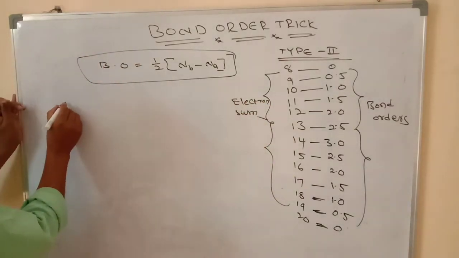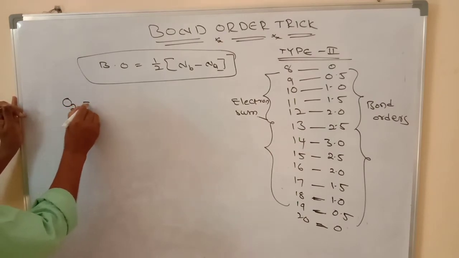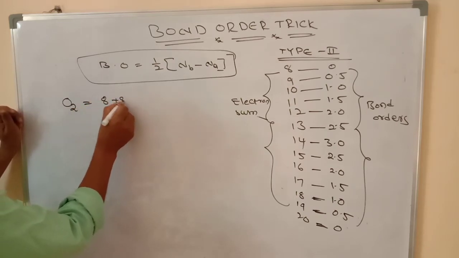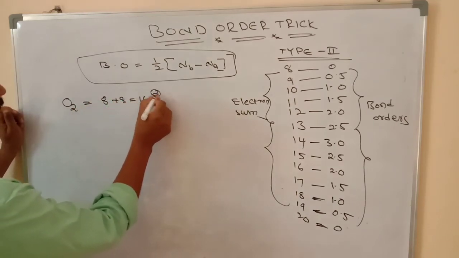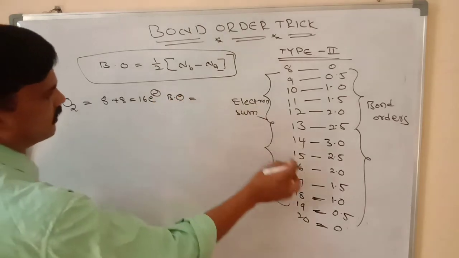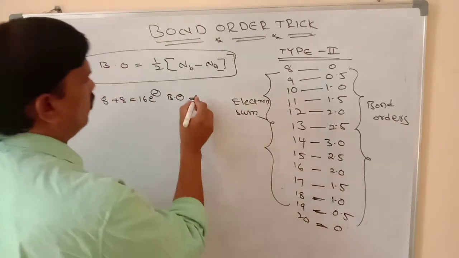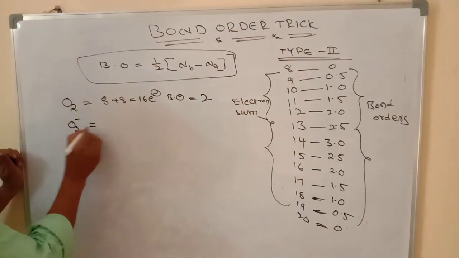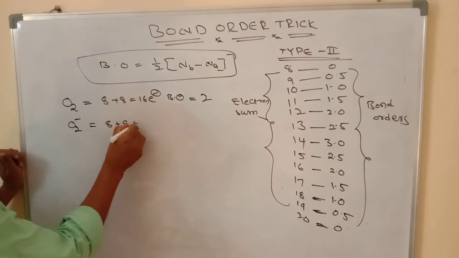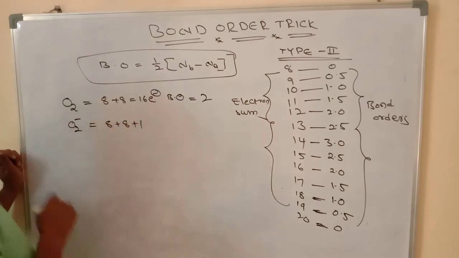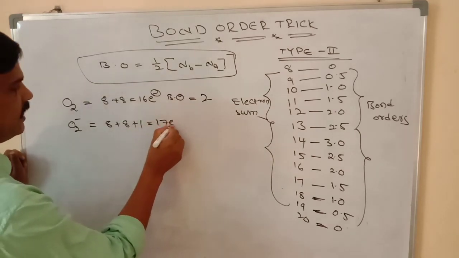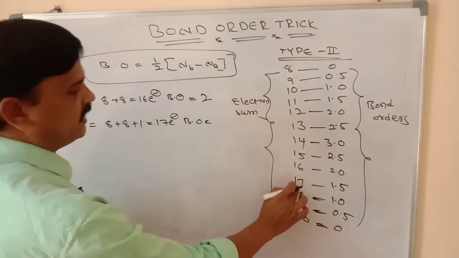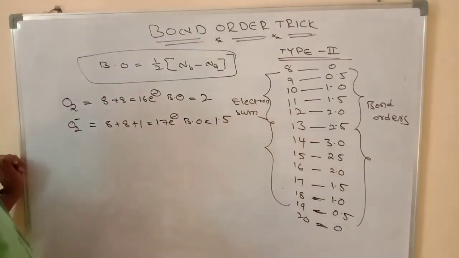Now take one example, O2. The electron sum is 8 for one oxygen, and with 2 oxygens there are 16 electrons. So go to 16, and the bond order is 2. For O2 minus, 8 plus 8 plus one more electron for the negative charge gives 17 electrons, so the bond order is 1.5.